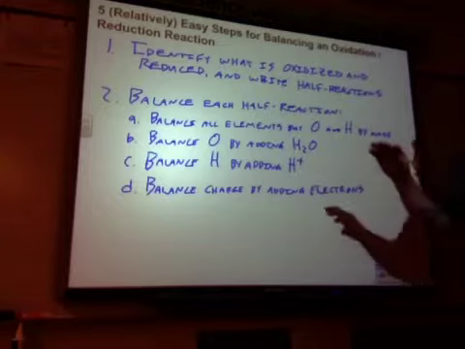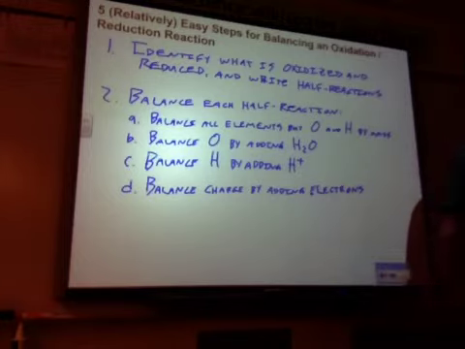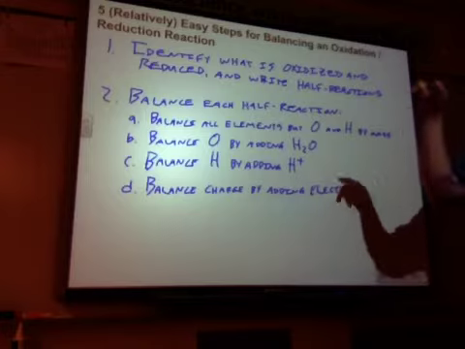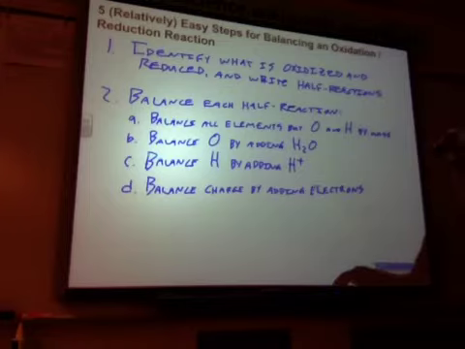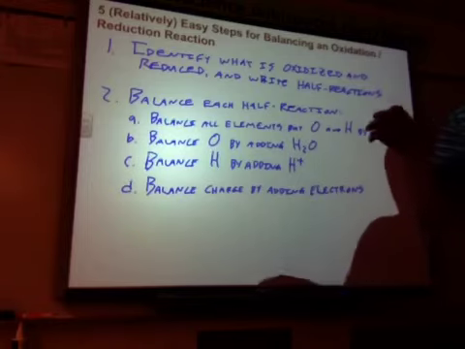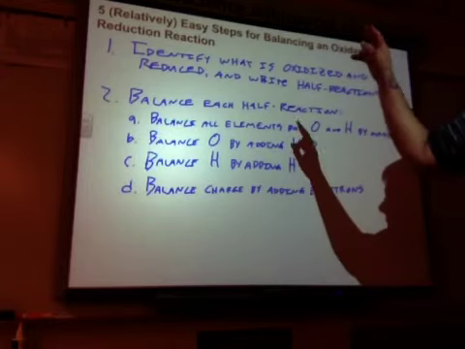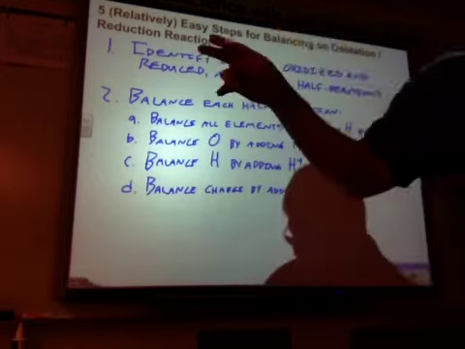Okay, so when you're done with this half reaction, you're going to end up with the same number of all the other elements besides hydrogen and oxygen on both sides, the same number of hydrogens on both sides, same number of oxygens on both sides, and the same charge on both sides, due to presence of existing ions, H plus, and electrons.